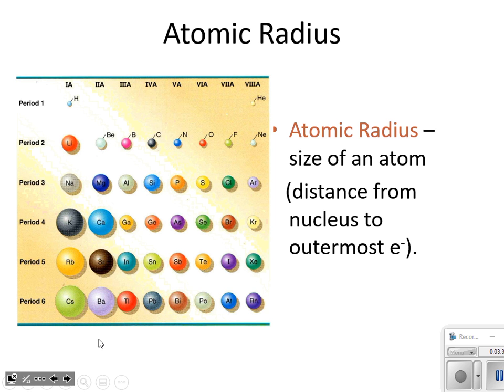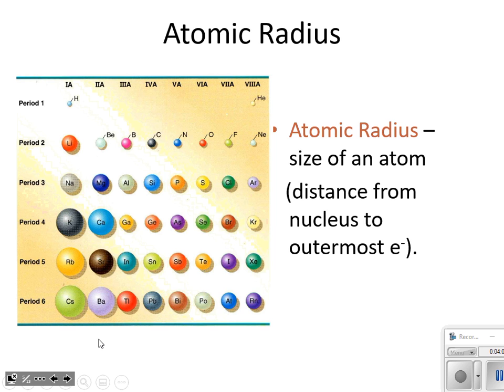Let's look all the way down at francium, at the bottom of that row. Kira, how many electrons does francium have? 87. So does it make sense that francium would be a lot bigger than lithium? Okay. We've got a lot more shells, don't we? We've got a lot more orbitals. We've got a lot more electrons.